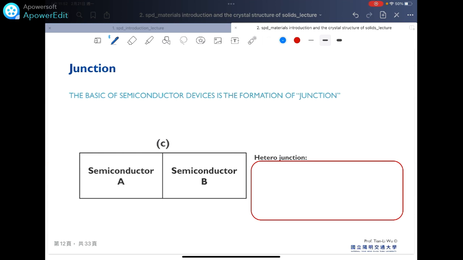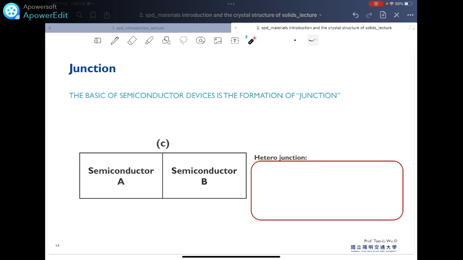Okay, the next one. We put two different semiconductors together. That's also the formation of a junction here. And in this case, we call it a heterojunction because we put two different materials together. Hetero in Mandarin is called 异质, so it's what we call 异质接面, heterojunction.